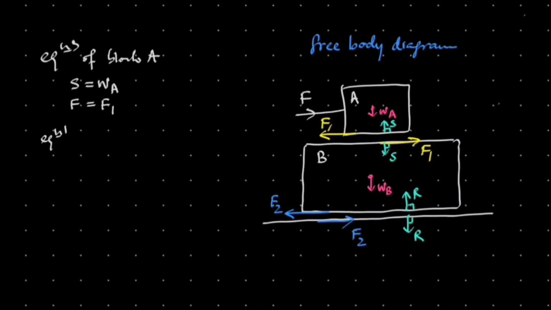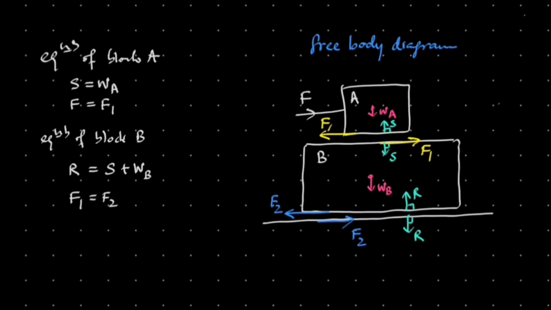Similarly, for the equilibrium of block B. Now, the vertical equilibrium, as you can see, the force R is upward and there is a force S downward and the weight of the block B. Horizontally, if you think about the block B, you have F1 to the right, F2 to the left. So F1 has to be equal to F2. So this is it. It's not that difficult.